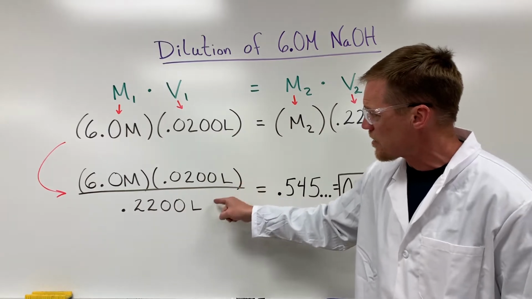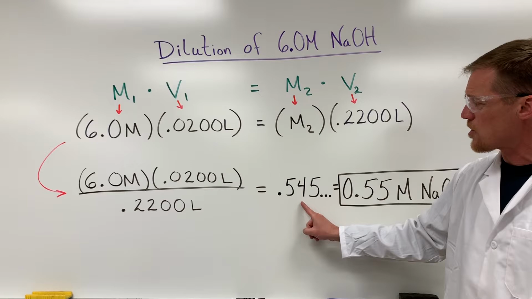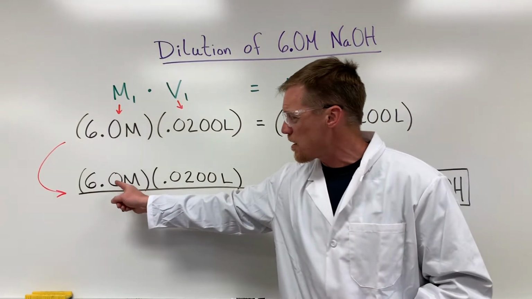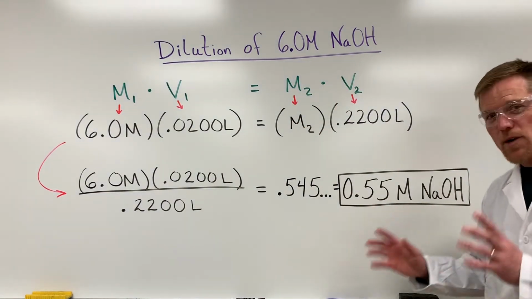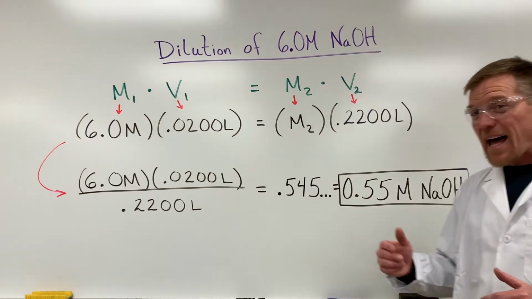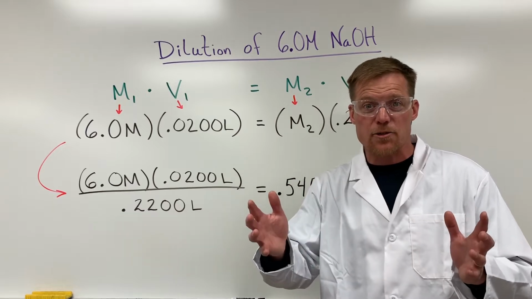Here's our calculation. You'll notice that liters cancels out with liters, and I'm left with a concentration of 0.545. Of course, I'm going to use 2 sig figs here because my molarity was only written in 2 sig figs, and that's going to put us right around 0.55 molar, okay? So now we have sort of a target to shoot for when it comes to doing the titration.